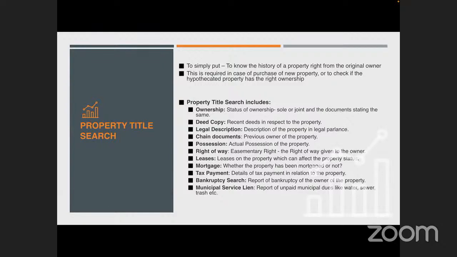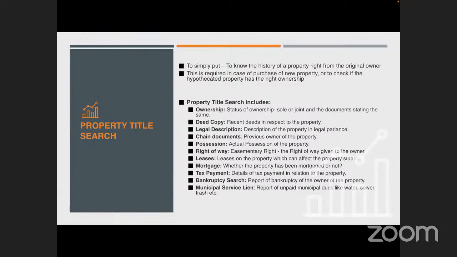Who actually has the current possession now? If the particular property is already possessed by someone, is he the right owner, or is it possessed by someone else? That you need to know. Right of way: if that particular property is between other properties, who are the people who have the right to that way is something you need to understand. Leases: is that particular property leased to someone else or not? Is it mortgaged to someone else or not? Are the municipal taxes that are supposed to be paid on that property paid or not?